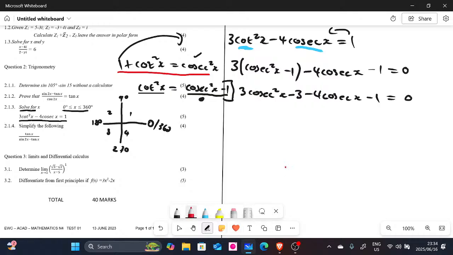Then we look for the like terms. We have -3 and -1, they're going to give you -4. So if you continue, we're going to have 3 cosec squared x minus 4 cosec x minus 4, because -3 minus 1 is going to give us -4. Are we still together, people?